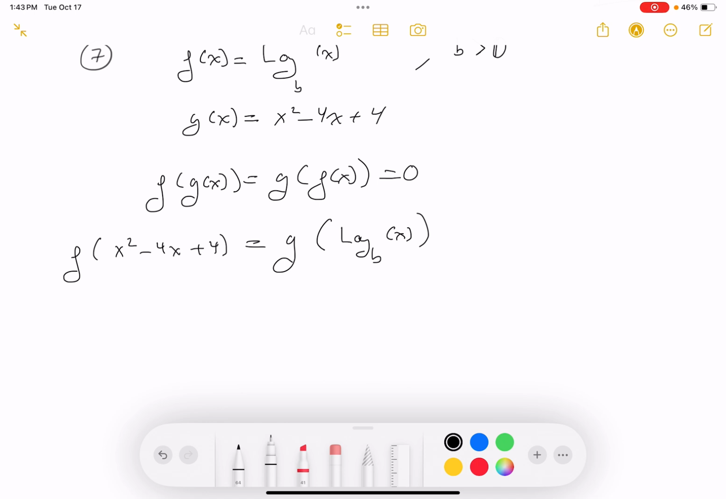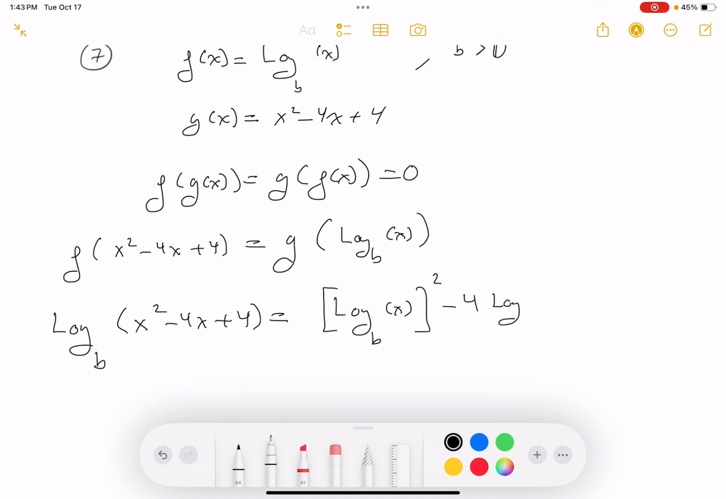And what does f do to this argument? Let's write this down. Log base b, x squared minus 4x plus 4. And what does g do to its argument? Well, it squares it. And then it takes minus 4 times it. And then it adds 4 to it. All right? Well, it's kind of complicated, doesn't it? So my question over here, they said it's equal to 0.